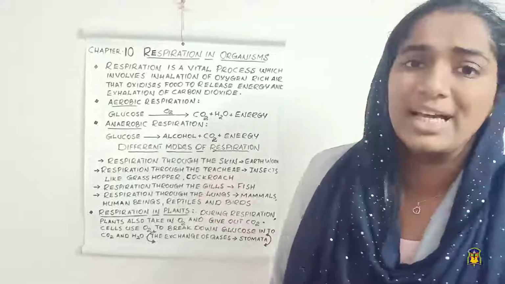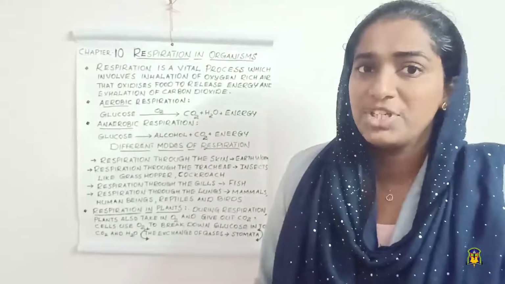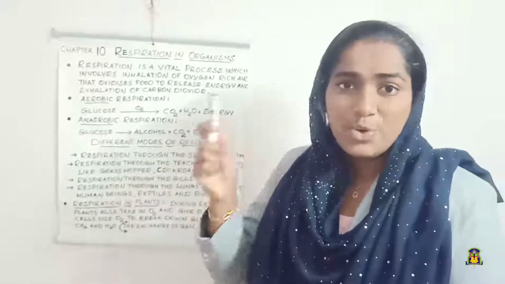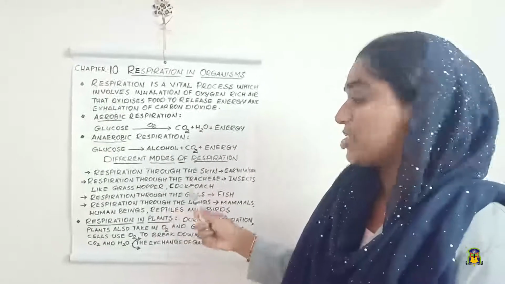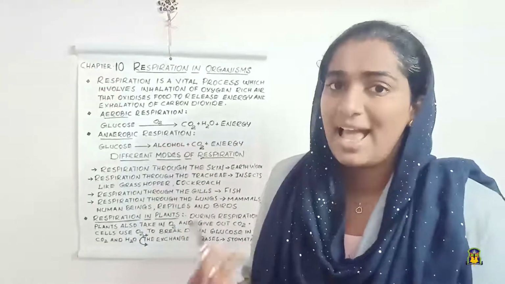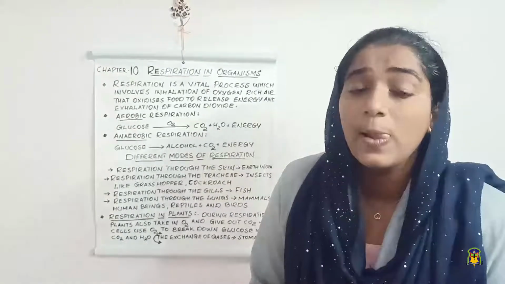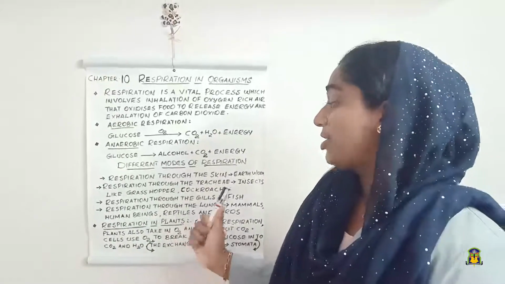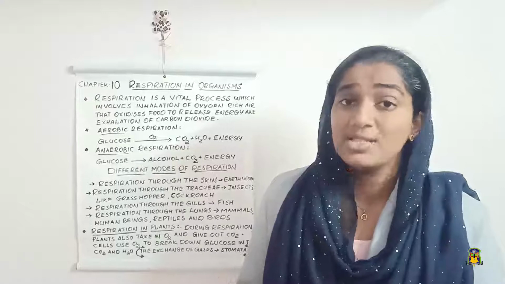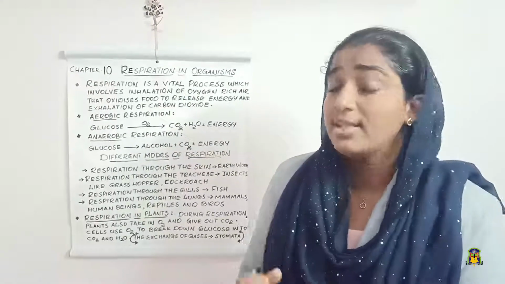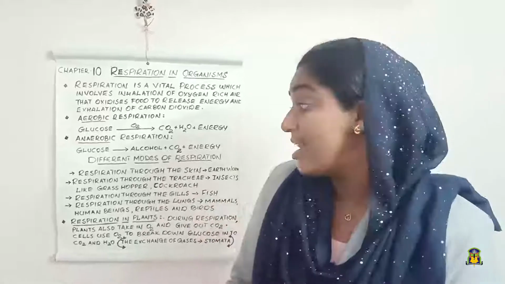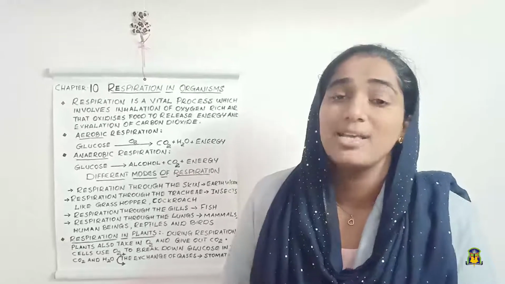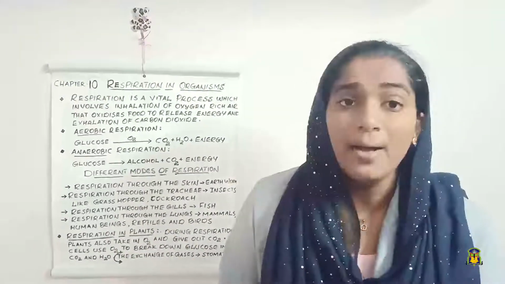Then respiration through the gills. Have you observed the fish gills? Fishes breathe through their gills. Aquatic animals like fishes and others breathe through their gills. Next one, respiration through the lungs. Human beings are the main example of respiration through the lungs. Then which are the other examples? Mammals, reptiles and birds are the main examples of respiration through the lungs.